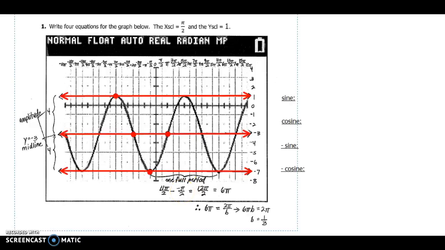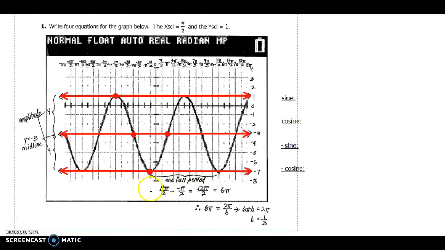Now, I also labeled some other things on the graph here. First thing that I found was, what is 1 full period? You need to know what 1 full period is because this is not a standard sine or cosine graph, so the period may or may not be 2 pi. So to calculate this, you got to do a little bit of algebra. How can you find one full period?